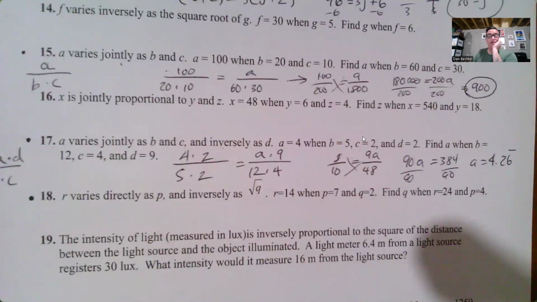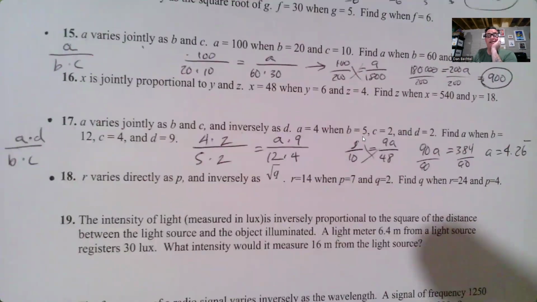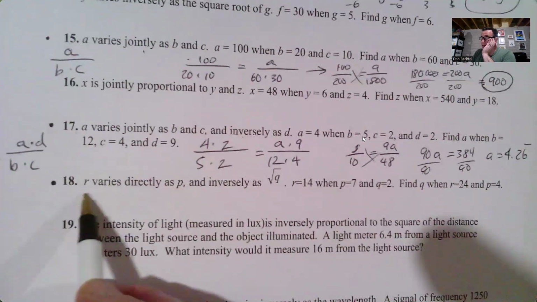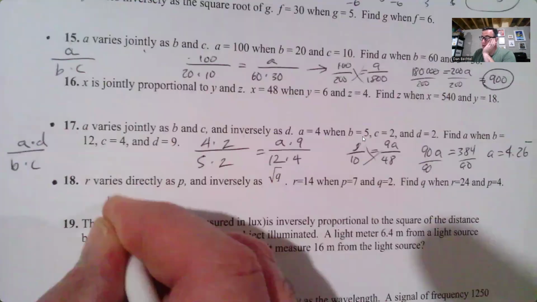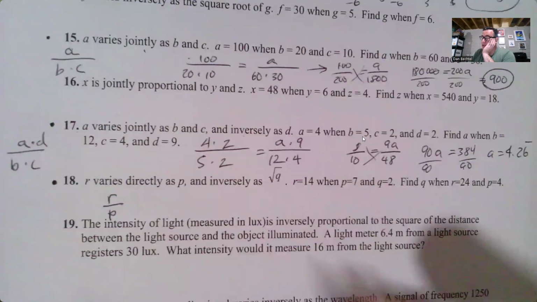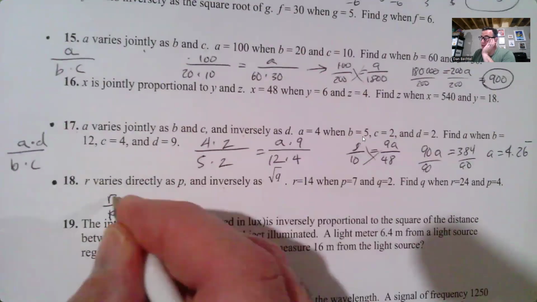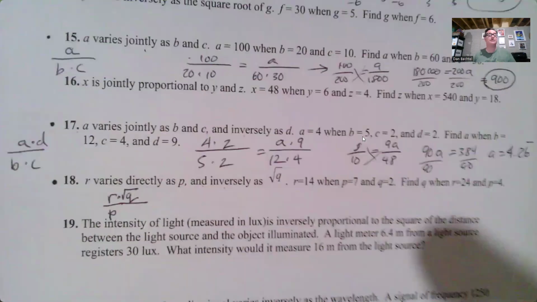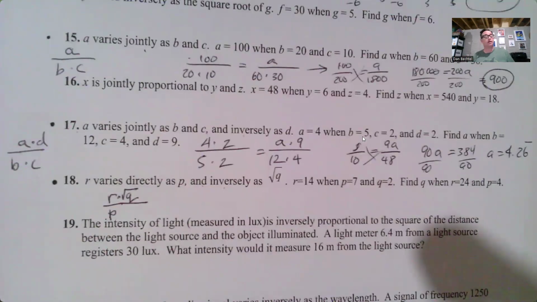Okay. I'm just going to set up the way that problem 18 is, and I'm not going to plug it in just because it takes a little while. So if R varies directly as P, so R over P, and inversely as the square root of Q, that just means that the inverse goes up on the top like that. Yeah, it's not hard to set up. You just have to get used to doing it, and we haven't spent a lot of time doing it recently.